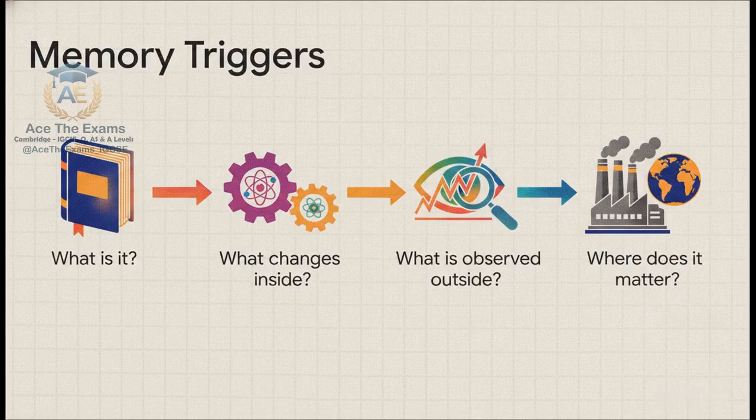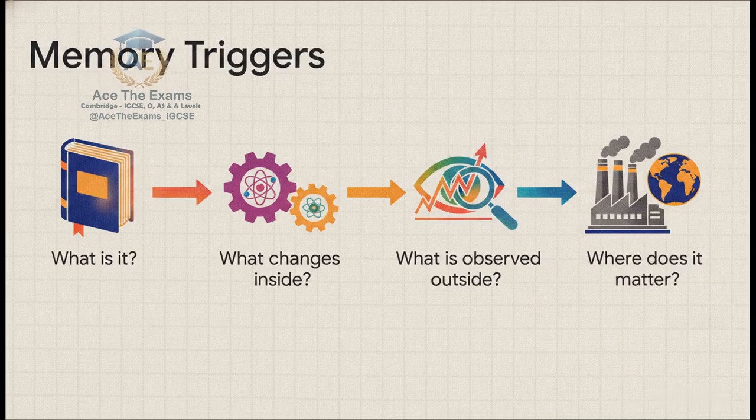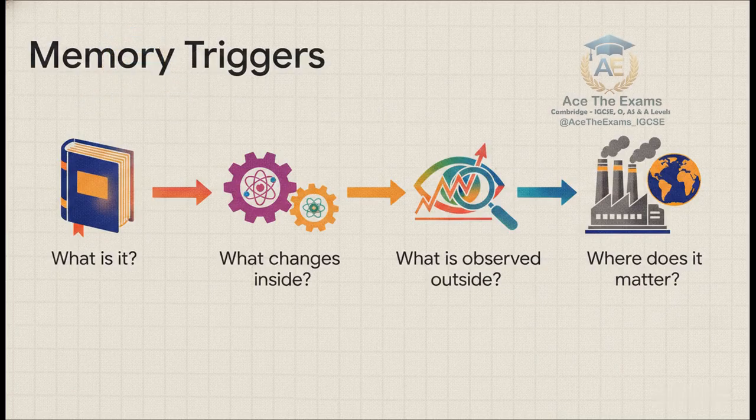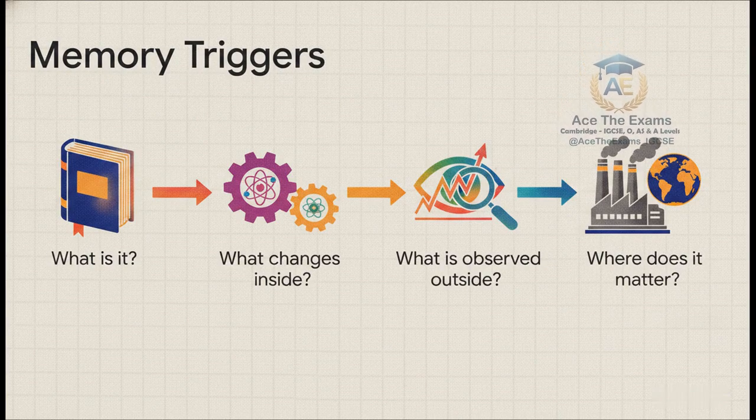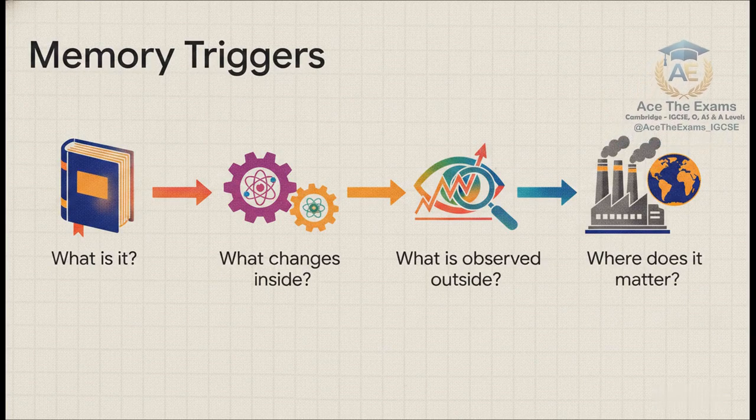To really lock this in for your exam, we are going to build a mental memory palace using 4 specific trigger questions. Number 1, what is it? That's your pure technical definition. Number 2, what changes inside? That is your internal microscopic mechanism. Number 3, what is observed outside? That's your measurable macroscopic consequence. And number 4, where does it matter? That is your real-world technology application. If you can sit down, close your textbook, and answer these 4 prompts out loud from memory, your knowledge of crystal versus amorphous solids is rock solid. You've officially connected cause and effect.